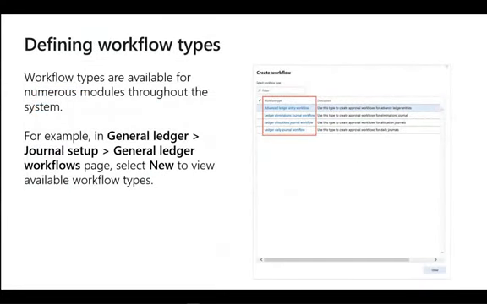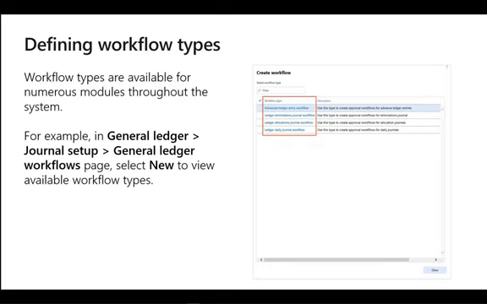Define workflow types. A workflow configuration is based on workflow types. We can create multiple workflow configurations for each workflow type. Workflow types are available for numerous modules throughout the system. For example, in the General Ledger module, if we go to General Ledger, Journal Setup, General Ledger Workflows page, select New to view available workflow types.